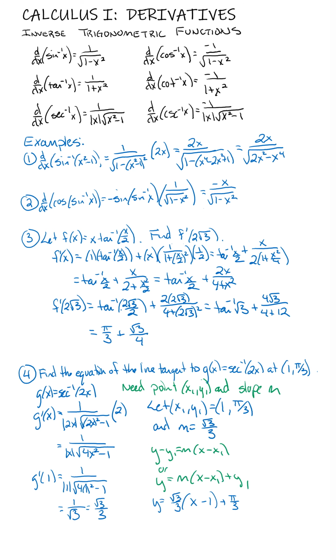If we distribute, we get square root of 3 x minus the square root of 3 over 3 plus pi over 3, and so we can write this all as one big fraction. This is x times the square root of 3 minus the square root of 3 plus pi. All of this is over 3.